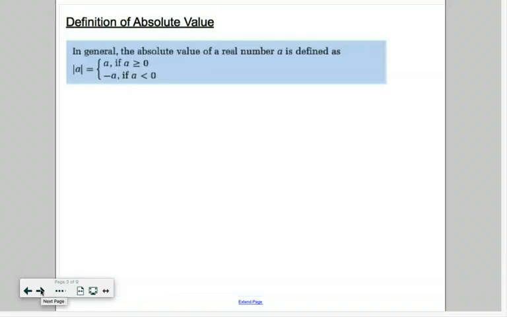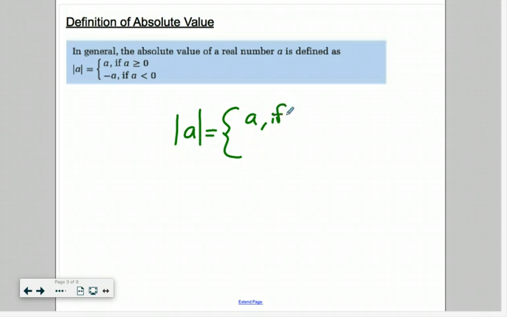In general, the definition of absolute value is what we call a piecewise definition, where the absolute value of a number is one of two things. It's the same number if that value is bigger than or equal to 0. So if it's positive, then it's just the same number. However, if the value inside is negative, you multiply it by -1, which will ultimately make it positive.